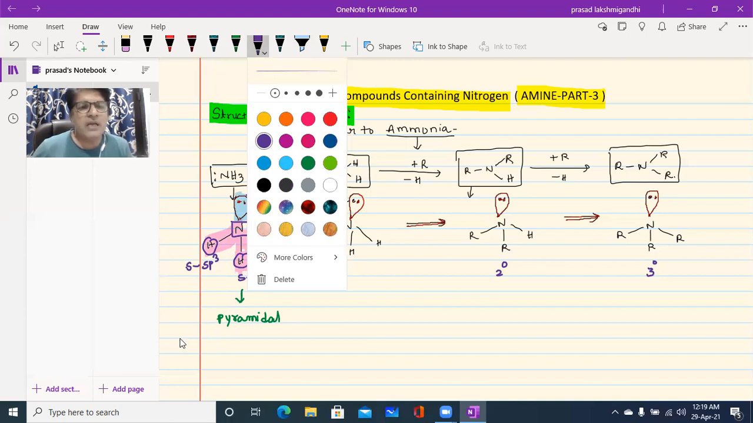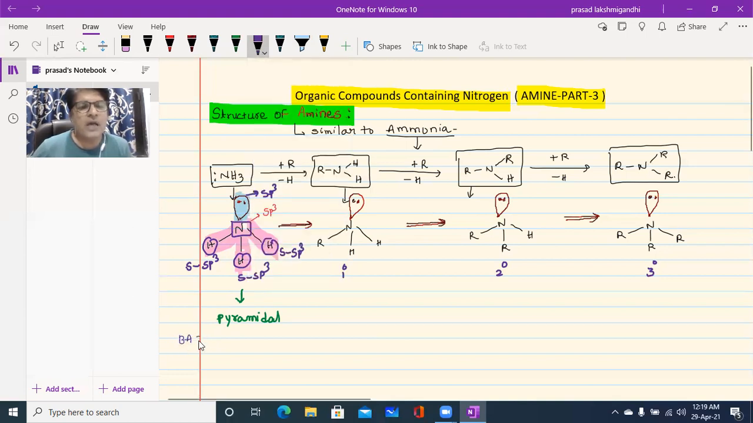So what is the bond angle of ammonia? The bond angle will be 107 degrees. Generally for sp3 hybridization, how much is it? 109 degrees 28 minutes. We know that, but due to the presence of this lone pair, as we already learned in VSEPR theory, the bond angle is reduced, and the geometry is also changed. So it goes from 109 to 107 degrees.